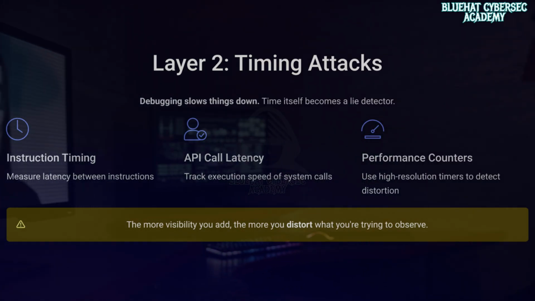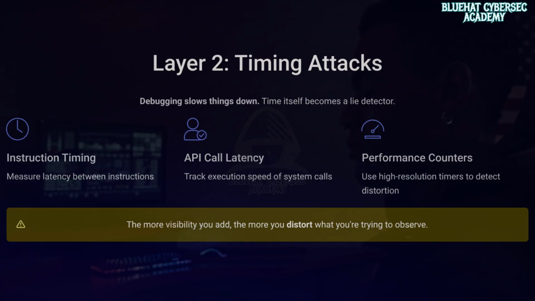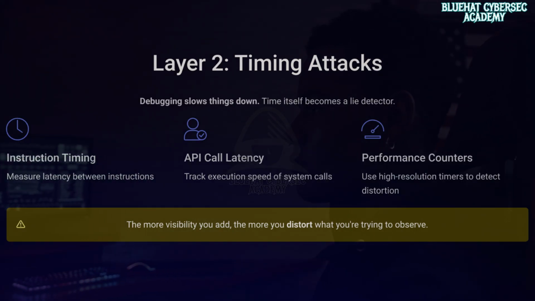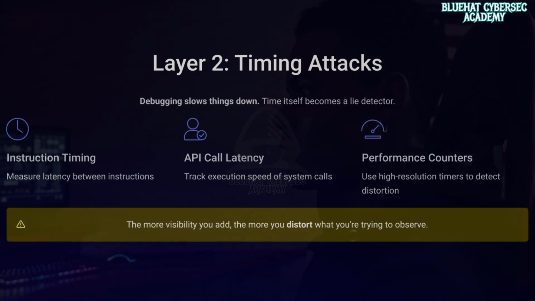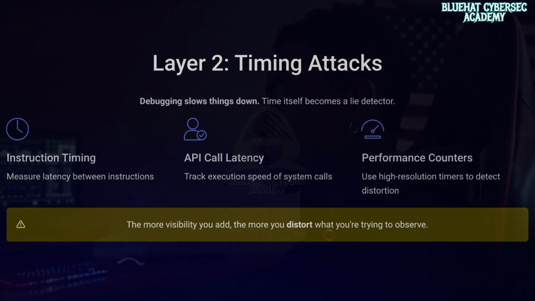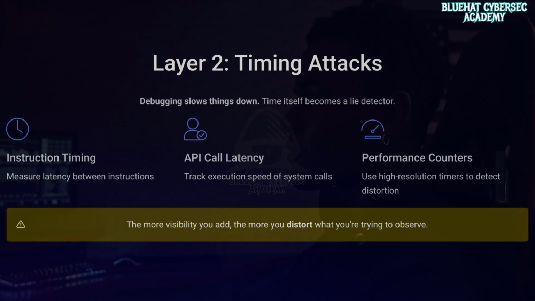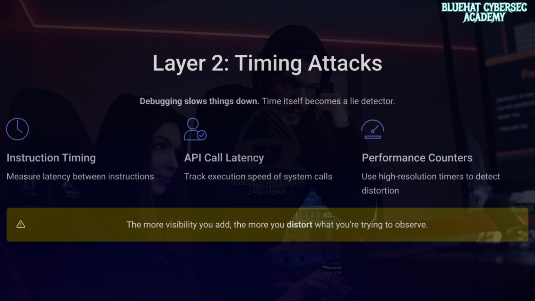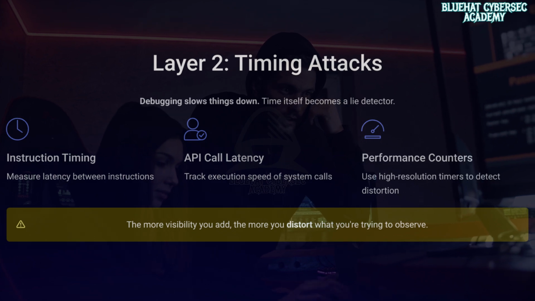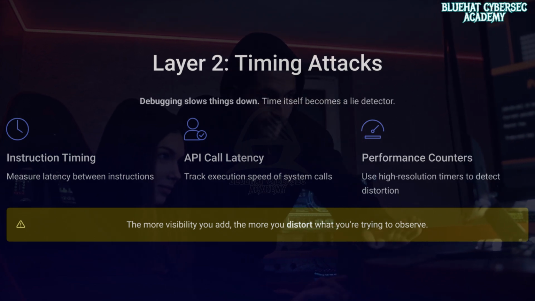Someone is watching. Now, this creates a deeper problem for analysts because instrumentation always changes execution behavior. The more visibility you add, the more you distort what you are trying to observe. And even though modern tools try to minimize that distortion, timing attacks remain effective because they exploit physical constraints, not just software artifacts.